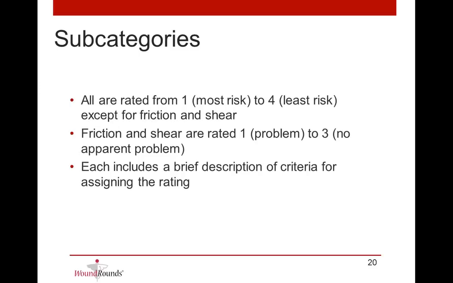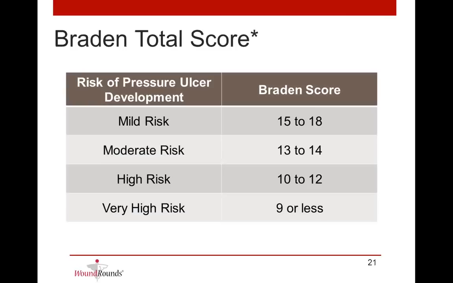The subcategories are all rated from 1 to 4, 1 being the most risk to 4 being the least risk, except for friction and shear. Friction and shear are rated from 1 to 3, with 3 being no apparent problem, and each includes a brief description of the criteria. So there are definitions that go along with each subcategory. And these subcategories identify which risk factors are present so that the interventions can be implemented to reduce those specific risk factors. And the interventions are a key to getting better outcomes within your building. So we'll talk further about those interventions in a little bit.